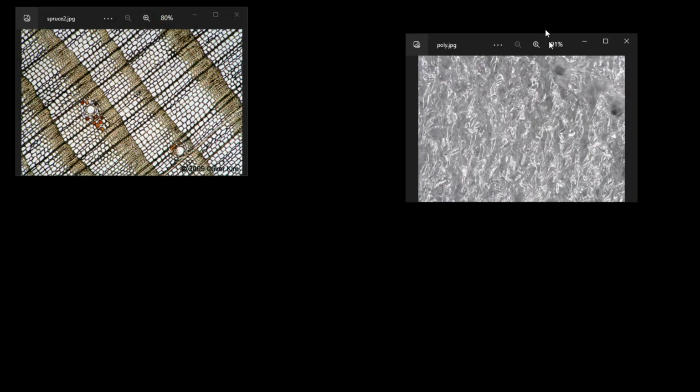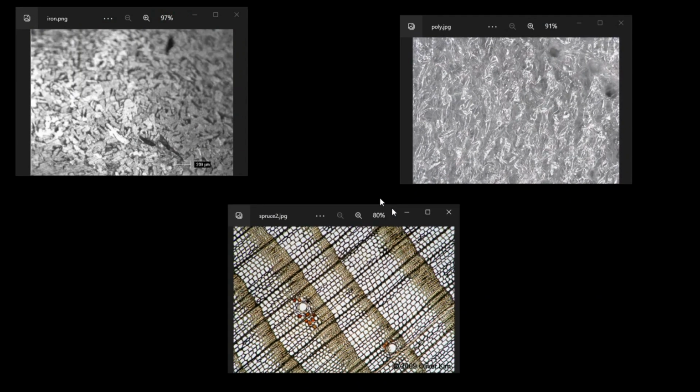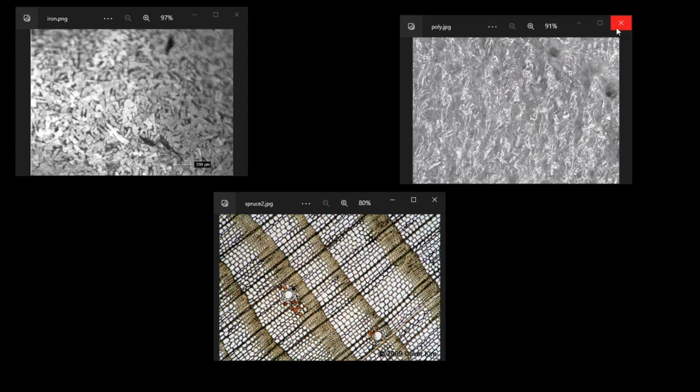So if we think back to our iron and our spruce and our plastic, we can look at this. We can't tell anything from here. Their atomic structure is pretty much that. But here's where we get into the interesting bits. It has to do with the free electrons.